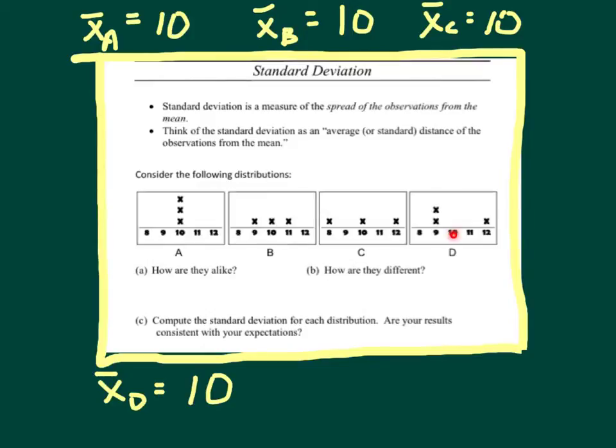So this is one of those situations where the mean doesn't tell the whole story, because although all of these data distributions have a mean of 10, they definitely do not look the same. So how are they different? They are different in their spread. So the spread is different. Okay, so let's go through and compute the standard deviation for each distribution.